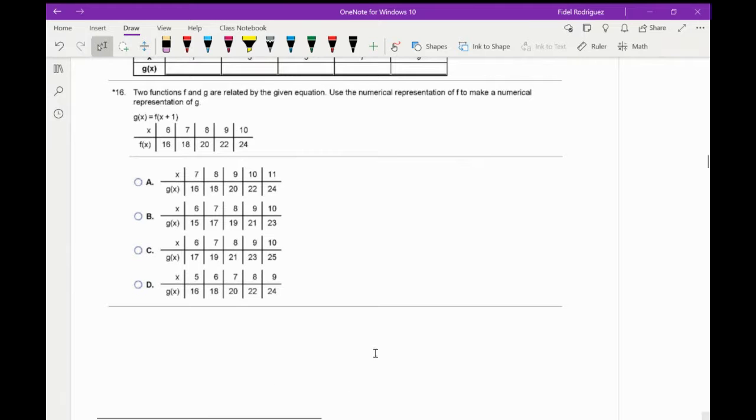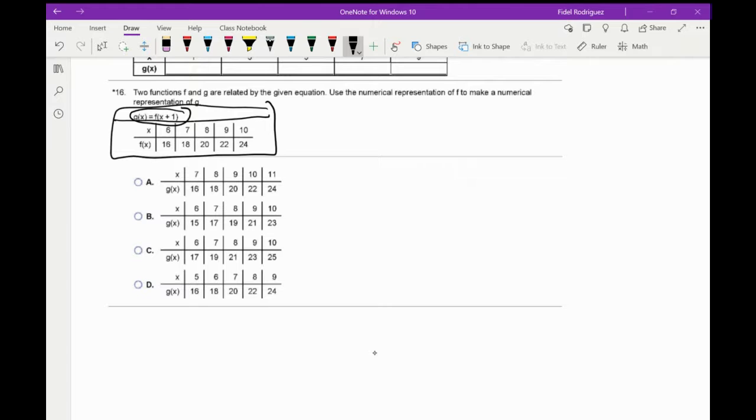Yes. Okay, Elizabeth, so let's do number 16. Let's see if we can't figure it out. And it says, the functions f and g are related by the given equation. Use the numerical representation of f to make a numerical representation of g. Okay, so here's my numerical representation of the function f. And now we're going to make one for g, right?